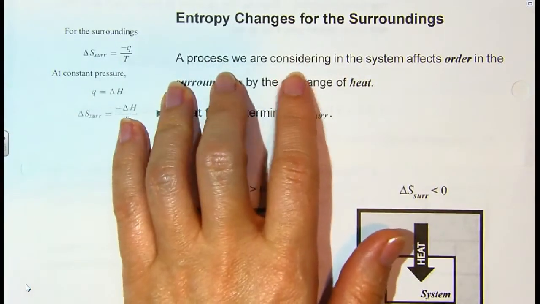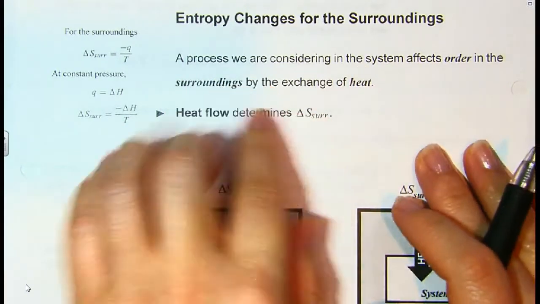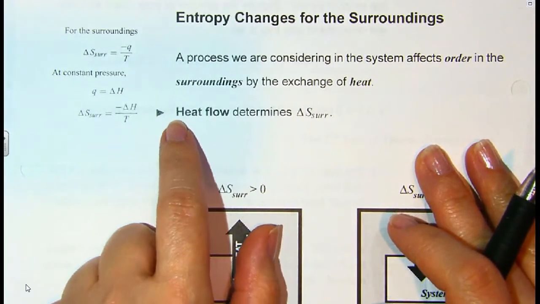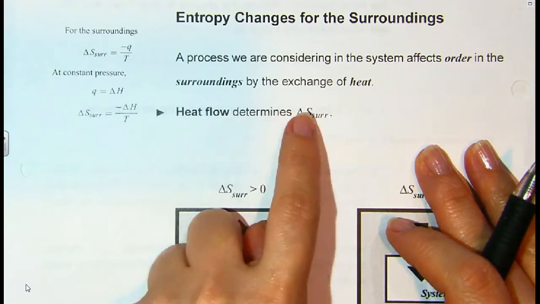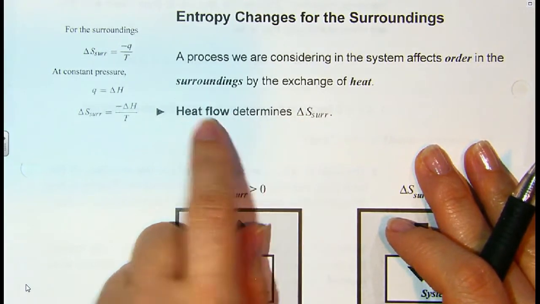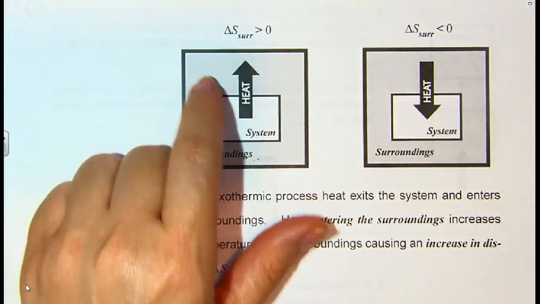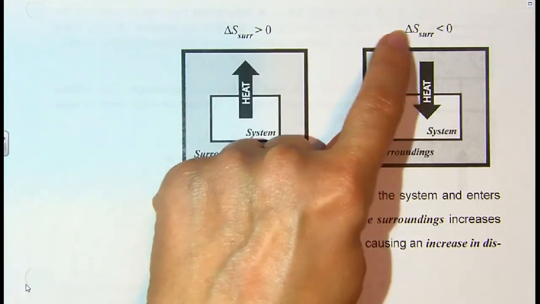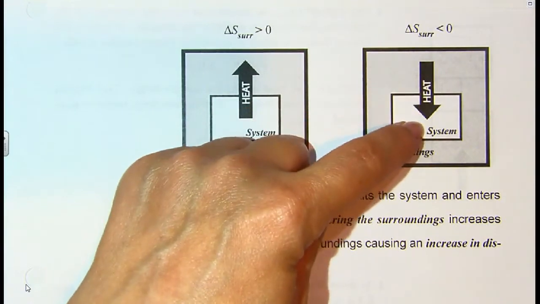A process we are considering in the system will affect the order in the surroundings by the exchange of heat. So I kind of put a star by this. The only thing we analyze to determine the sign of the delta S of the surroundings is the heat flow. So if you have a positive delta S of surroundings, it means heat is flowing into the surroundings. But if you have a negative delta S of surroundings, then heat is flowing away from the surroundings, or out of it.